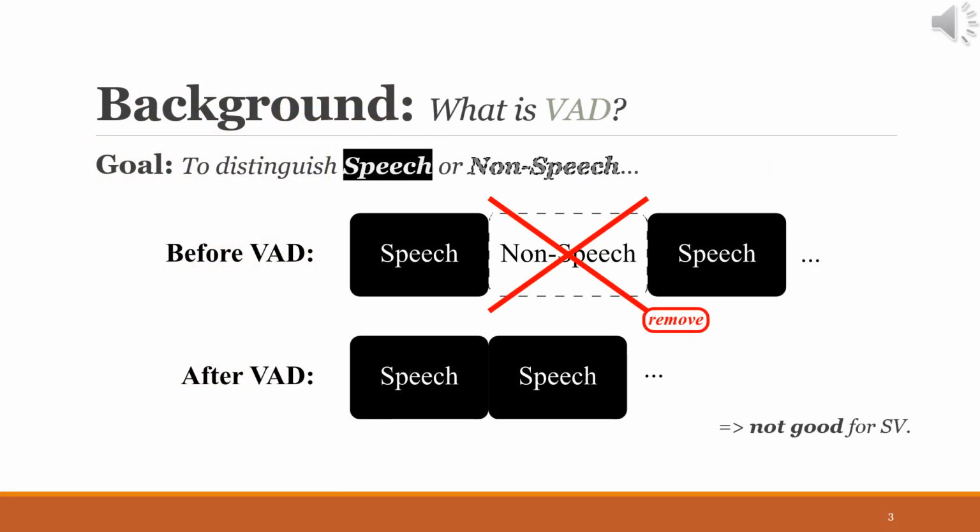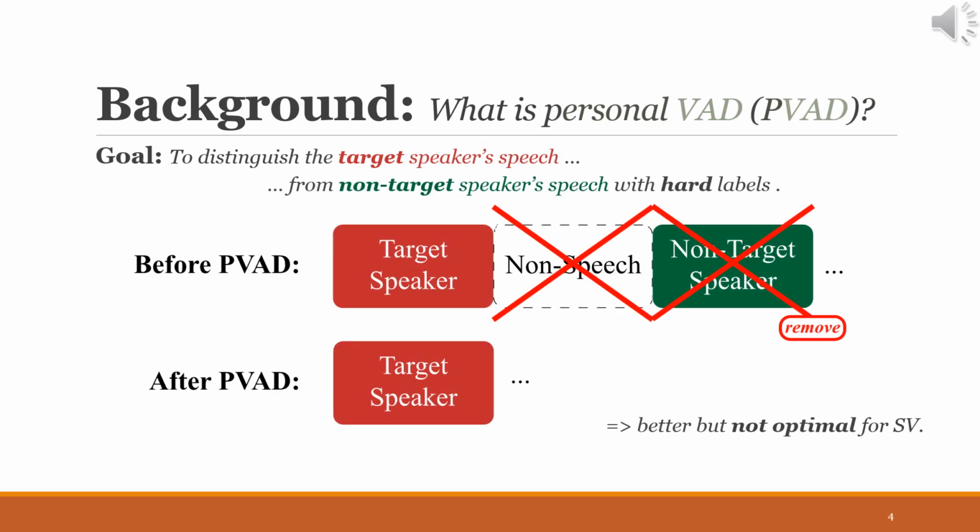VAD is a way to distinguish speech part and non-speech part, then to remove the non-speech part. Long ago, we used this algorithm for speaker verification, but this method is not good because it can't distinguish the voice from other speakers. So someone developed personalized VAD. This method can further distinguish the voice from the target speaker and non-target speaker.